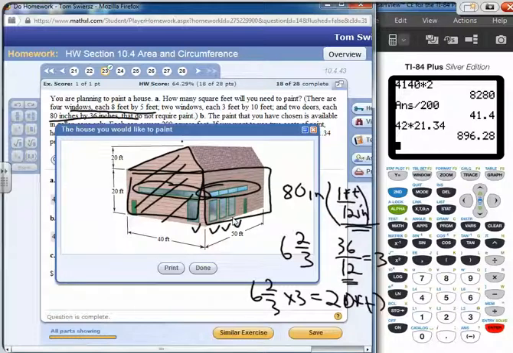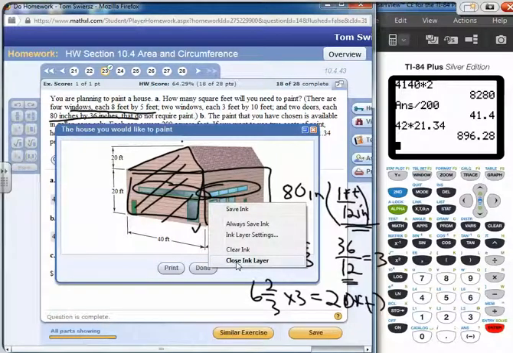All right. And then remember, for the paint, we got 2 coats, so we had to use 2 coats. We had to double the area.